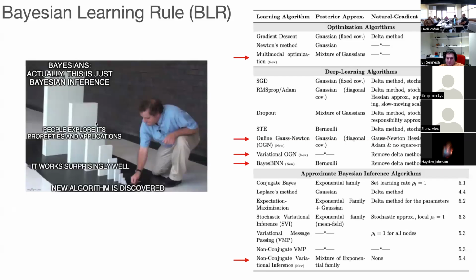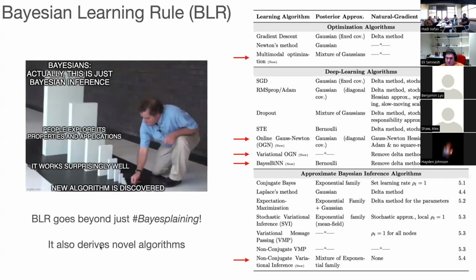Therefore, this is only half of the picture. BLR goes beyond Bayes explaining. It actually derives novel algorithms. That's why it's beautiful. Do the novel algorithms perform better than the existing ones?